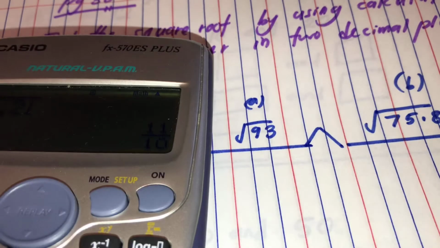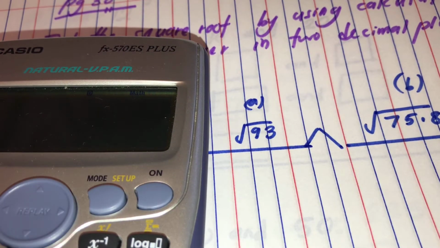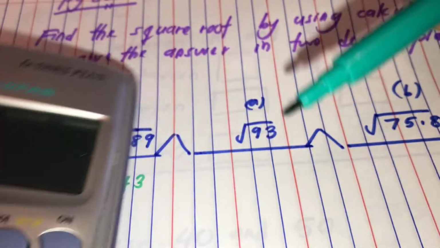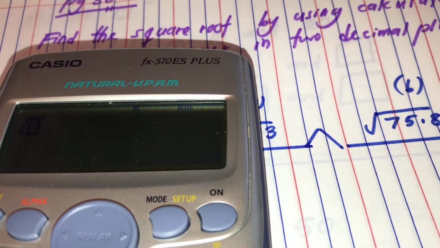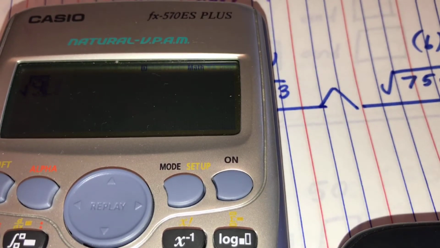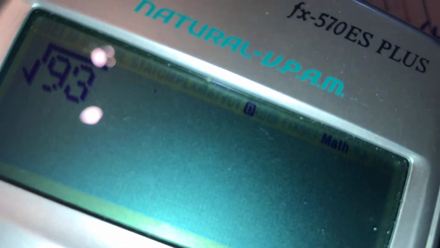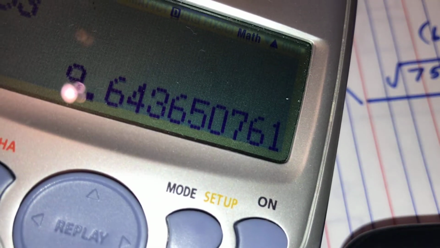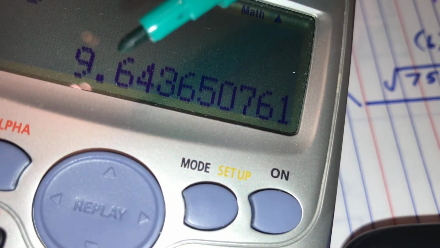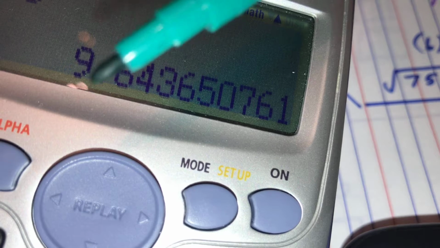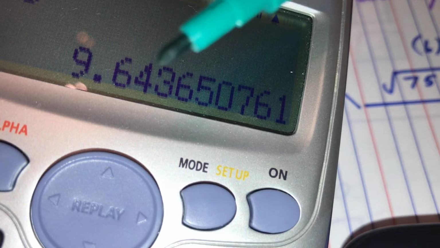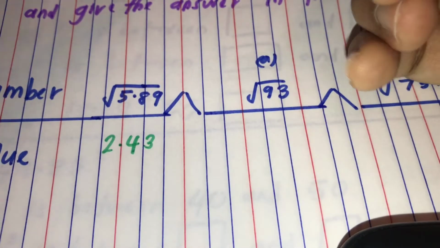Press your calculator, the square root symbol, and then 93, so square root of 93, equals, then press SD. If you use this calculator, you must press SD, and you will get this. But the question asks you to give the answer in two decimal places. So 9.64. Take 2 decimal places. Here it is less than 5, so no need to add 1. Just 9.64.